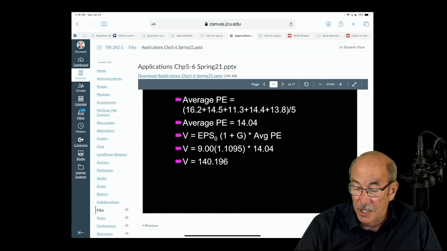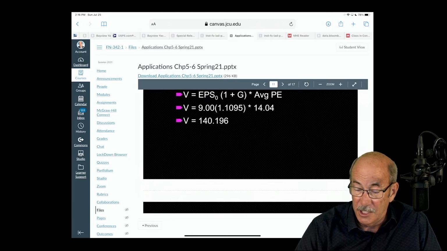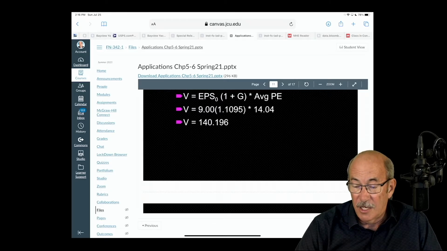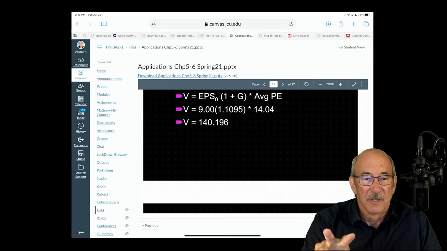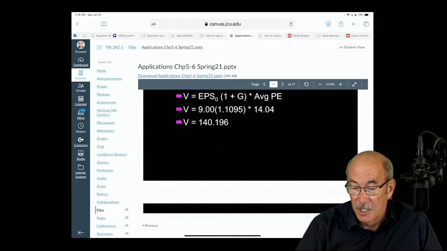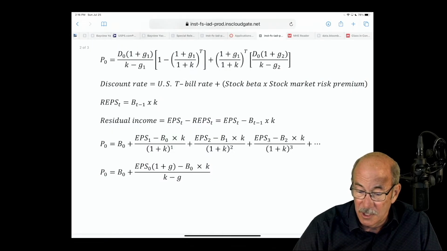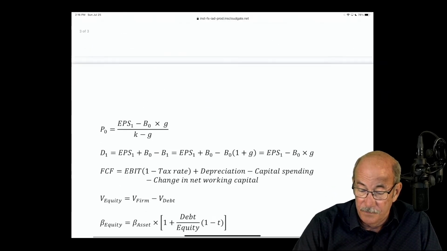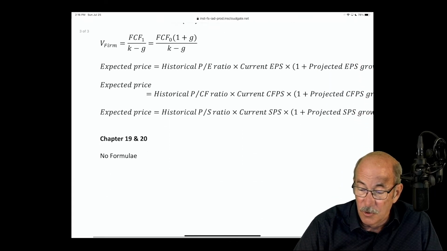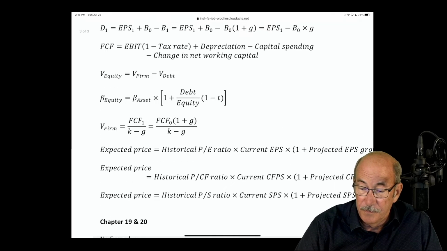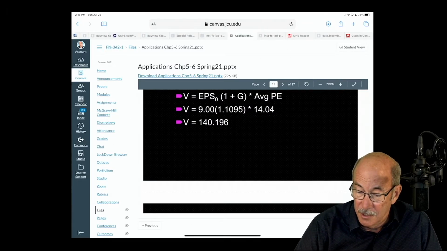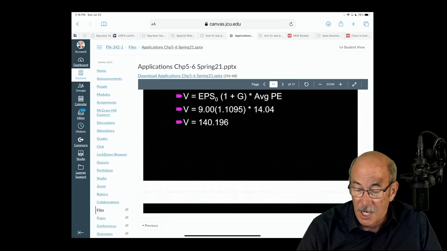So then that third line right here, the value of the stock is equal to, I've flipped the terms around a little bit here, but basically it's the same thing as what you see here. It's the historical PE times the current earnings times 1 plus the growth rate. Here's our historical PE over on the far right, times the current earnings, EPS 0, times 1 plus the growth rate.